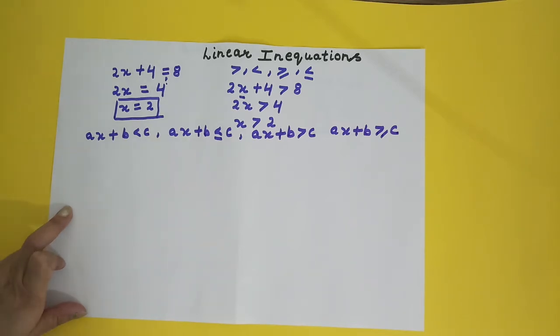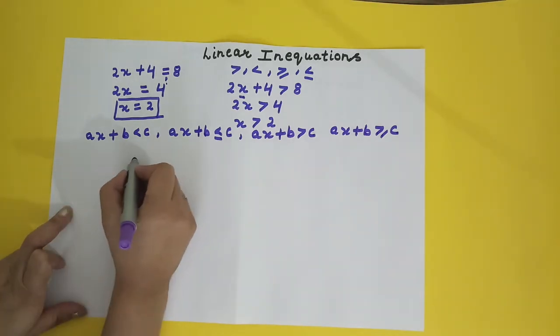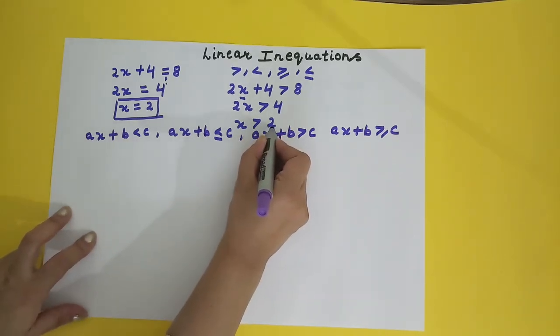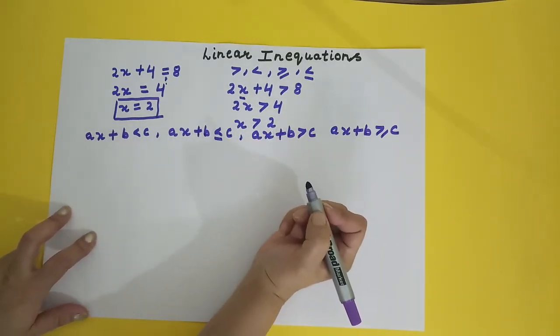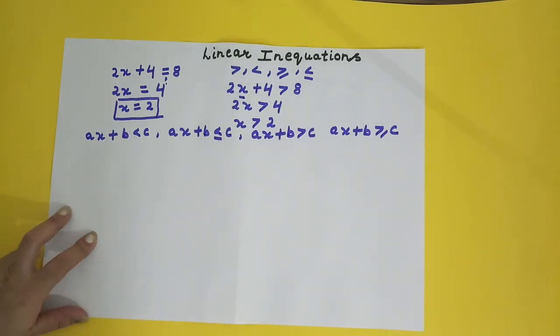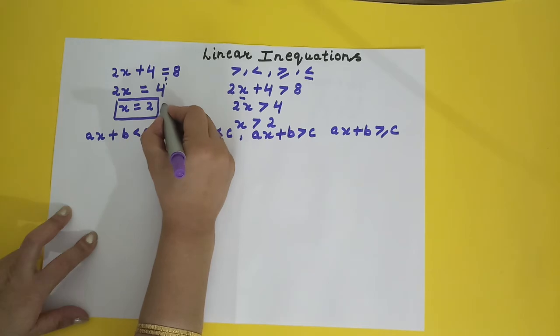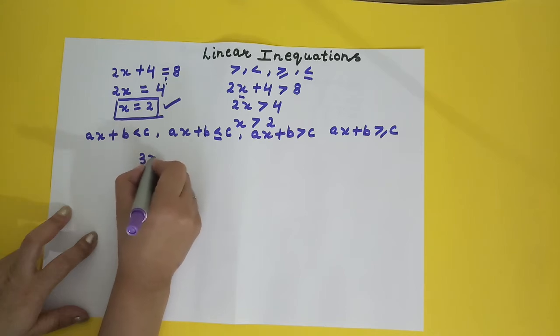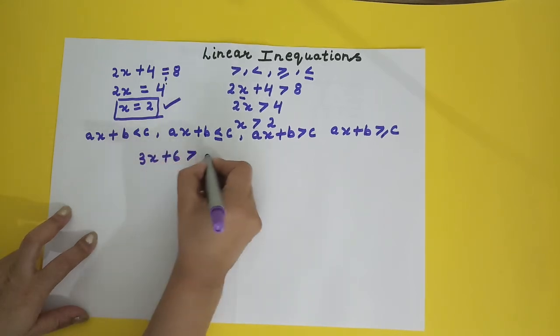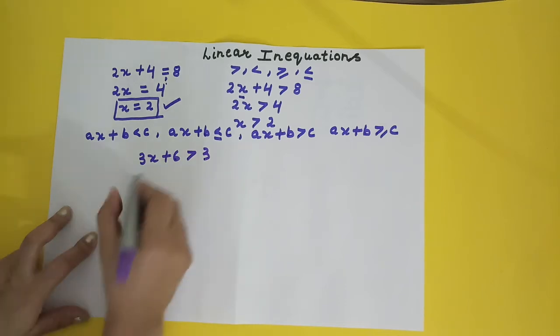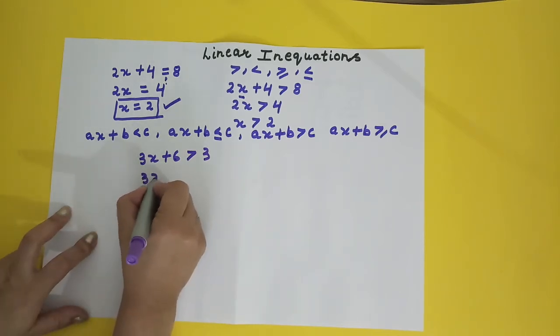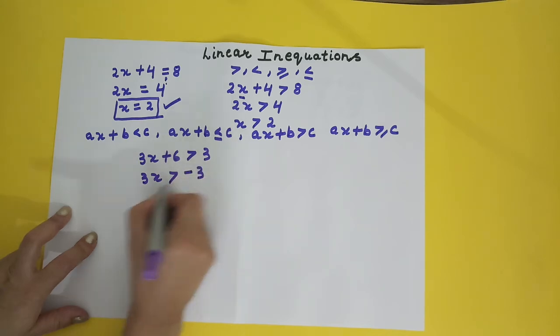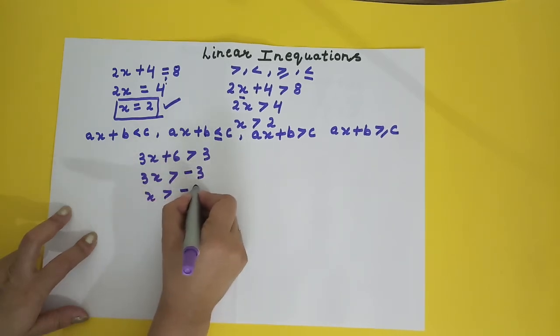Now let's solve one more question and this time let's use the replacement set. What is a replacement set? Replacement set is a set of values from which we have to choose the values of x. Now we are talking about the values of x, unlike here, where we had only one value of x. Let's take the inequation, say for example, 3x + 6 > 3. So what will be the value of this x? 3x will be greater than -3. x will be greater than -1.